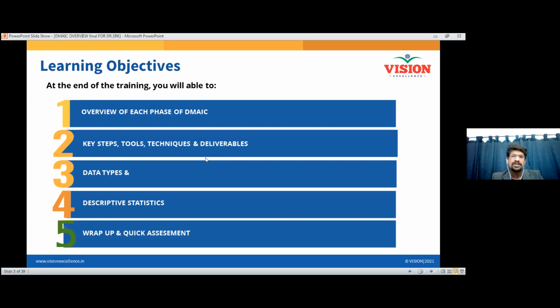When we complete those steps one by one, you'll be able to achieve the goals easily, without any haste, without any barriers. So we will know the key steps which you have to achieve, then the tools which you have to use, the techniques which you have to follow, and the main deliverables. What is going to be the main deliverables at the end of each phase? You will be taking some outcomes at the end of each phase, like for define what is going to be the outcome, measure what is going to be the outcome, analyze what is going to be the outcome. That will also be discussed.